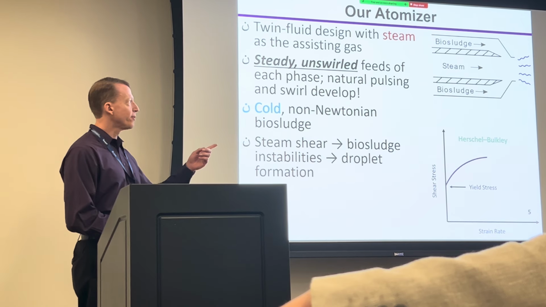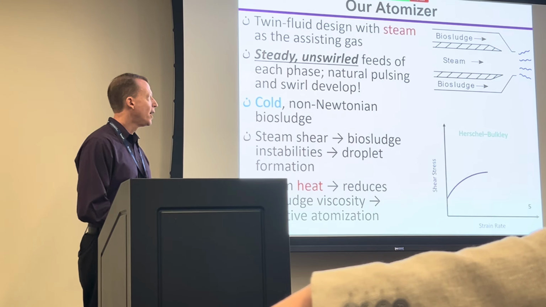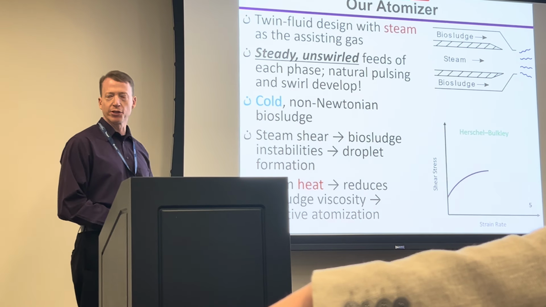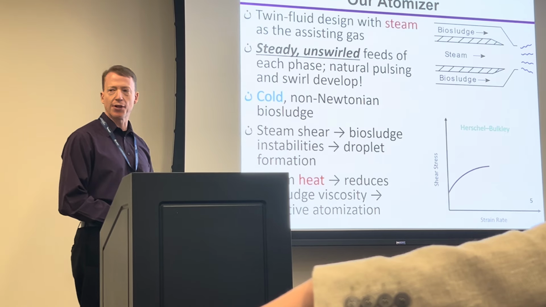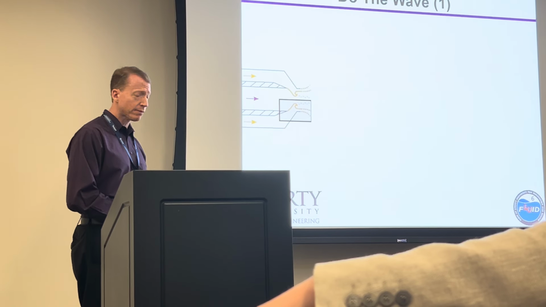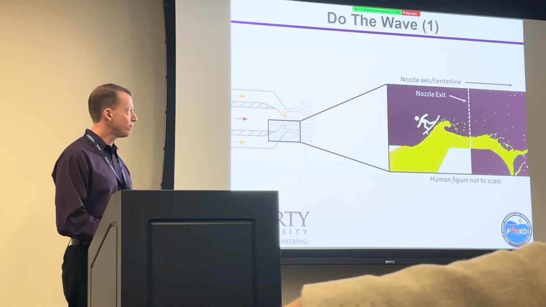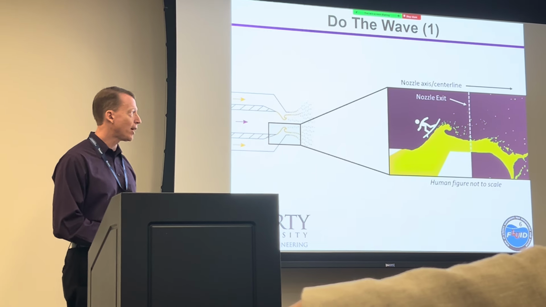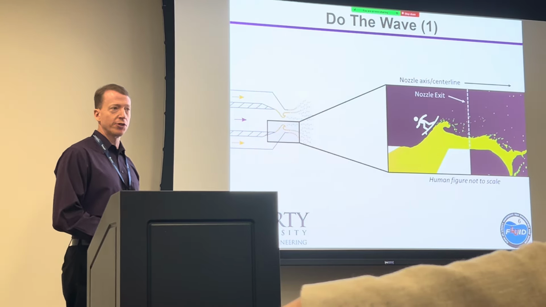So the steam shear, the velocity difference, is what creates those primary instabilities that are going to generate breakup. But the steam also heats the biosludge and lowers that viscosity curve, so we have an additional benefit of reduced viscosity to aid in that. Here's just a snippet of our atomizer and an instantaneous snapshot. Flow is from left to right, where there's a wave of the biosludge being formed.